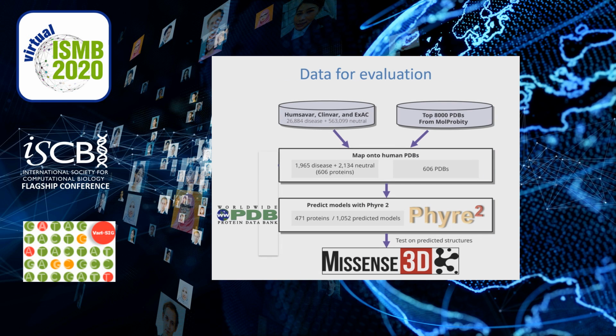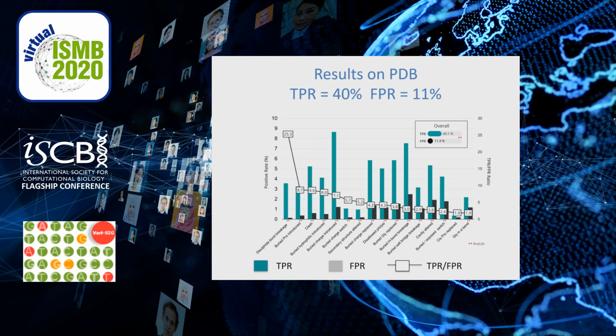The procedure has been extensively benchmarked, and we have used data from Humsavar, ClinVar, and ExAC of disease-associated and neutral variants. Initially we started with structures from the MolProbity data set and evaluated how Missense3D would work on that. We then predicted Phyre structures for these proteins and re-evaluated. Back on the PDB structures, we see we have a true positive rate of 40% and a false positive rate of 11%.